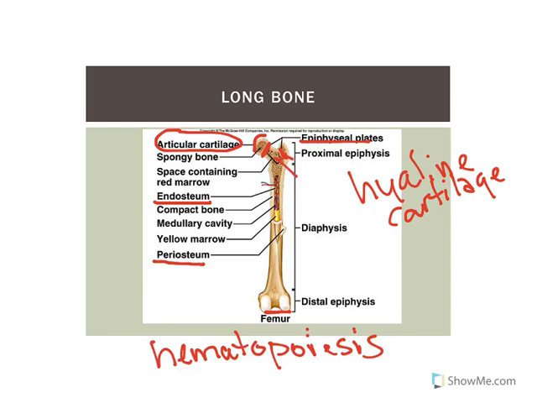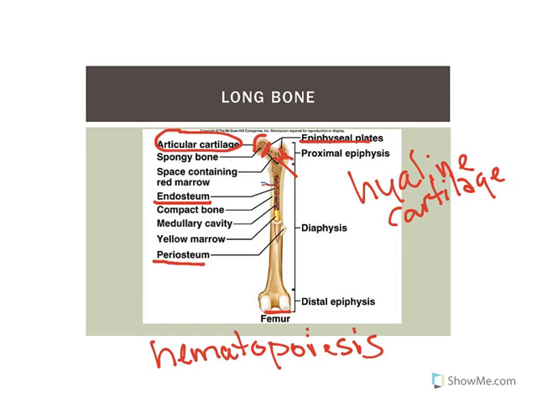The spongy bone is where the hematopoiesis takes place. Now, one thing I didn't mention earlier is that in the central part of the diaphysis you have this medullary cavity that's filled with yellow marrow, and yellow marrow is fat.